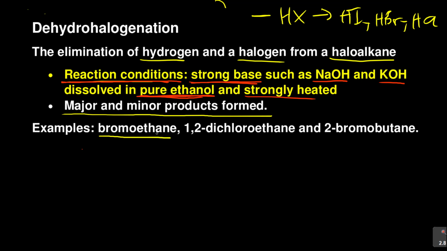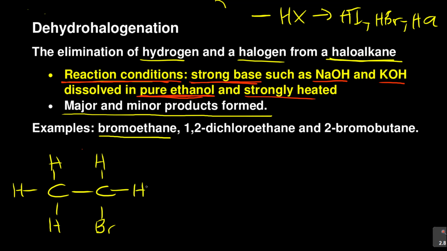If I'm doing bromoethane, this is a haloalkane. Bromoethane, how does it look? It looks like this. This is my H, this is my H, this is my H, and then I'll have my Br there. This is bromoethane. So now, I'm going to eliminate, remember, dehydrohalogenation.